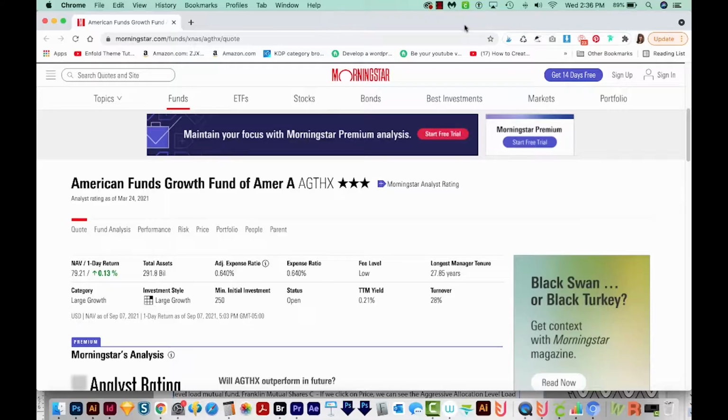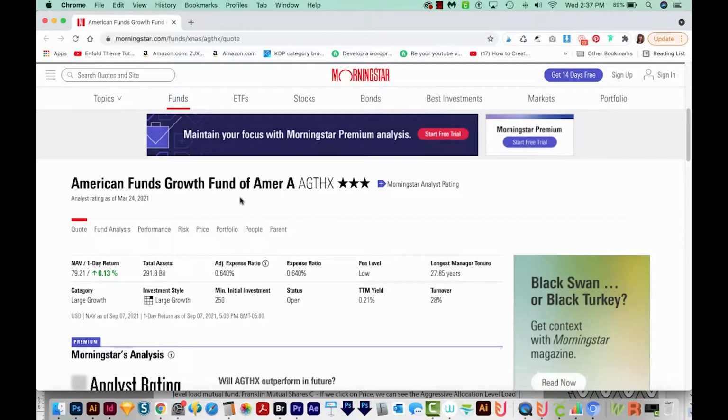Now, generally speaking, load funds are sold to you by a financial advisor because they get paid commission on these sales. It's in the financial advisor's best interest to sell you a high fee fund, and that means it's not in your best interest. So let's take a closer look at the fund that I just showed you on Morningstar.com, which is the site that I use to research all the mutual funds that I invest in. This fund is called American Funds Growth Fund of America A. And the ticker symbol is this right here, AGTHX.